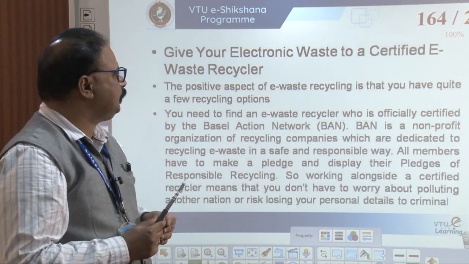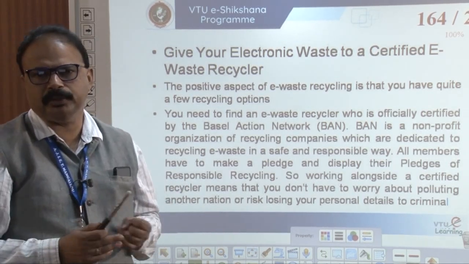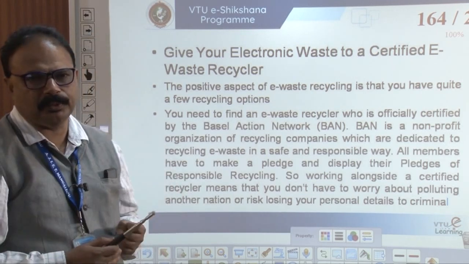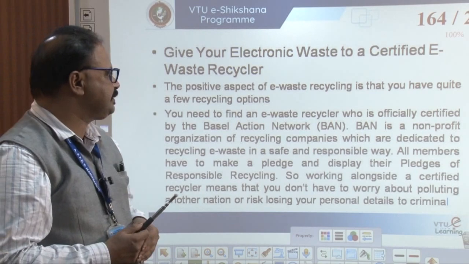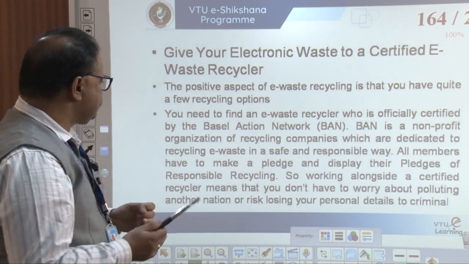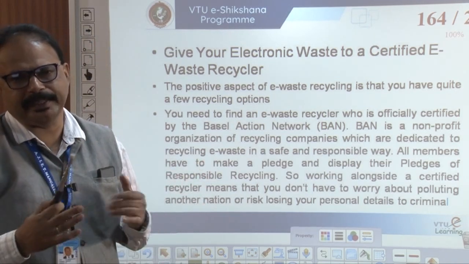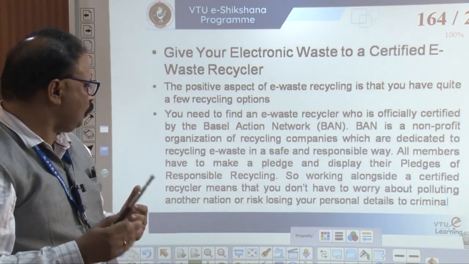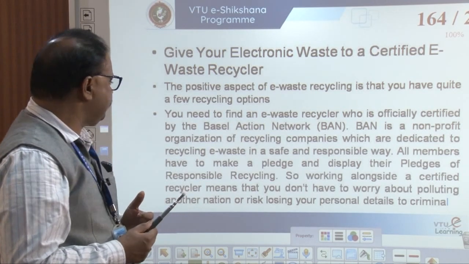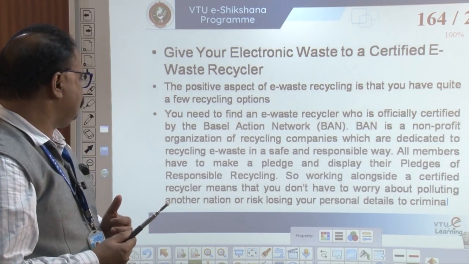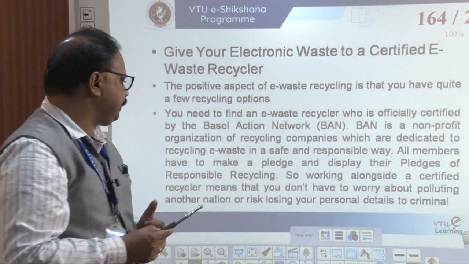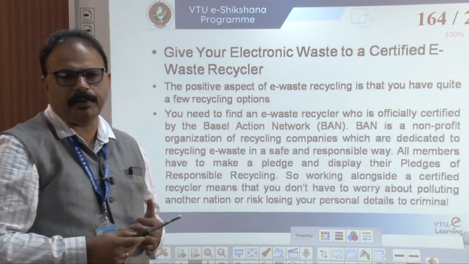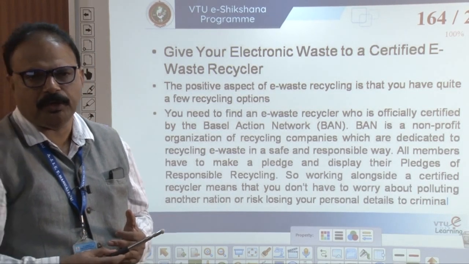Give your electronic waste to a certified e-waste recycler. A positive aspect of e-waste recycling is that there are quite a few recycling options. You can find an e-waste recycler; a lot of vendors will take your electronic waste and give you money. Some are non-profit organizations or NGOs that recycle e-waste responsibly. All the members make a pledge to display their pledges of responsible recycling.